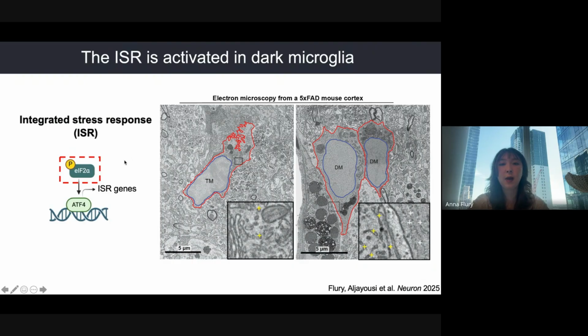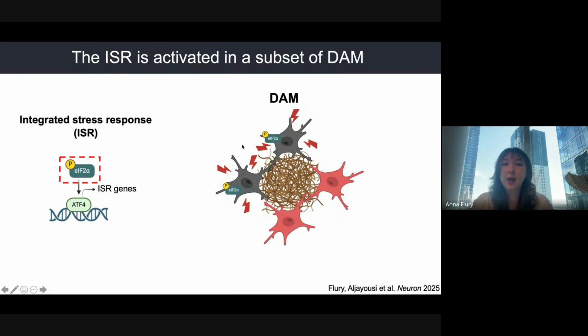So further corroborating for us that cellular stress, in particular the ISR, could be a marker of stressed and potentially neurodegenerative disease-associated microglia. And so this is sort of the model that we were thinking about.